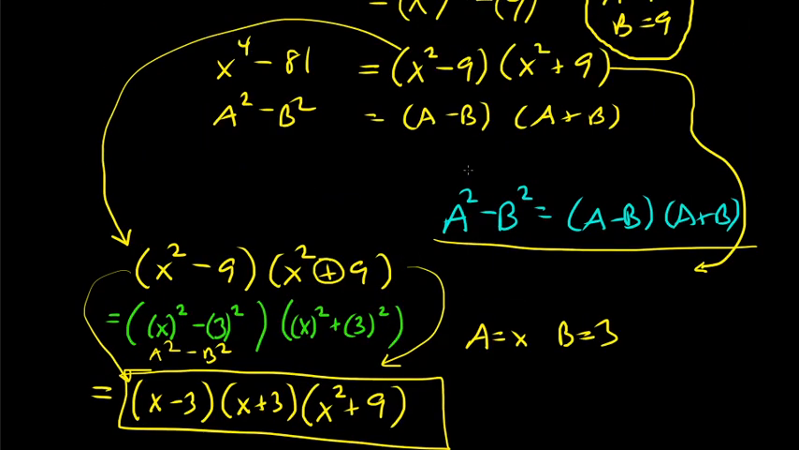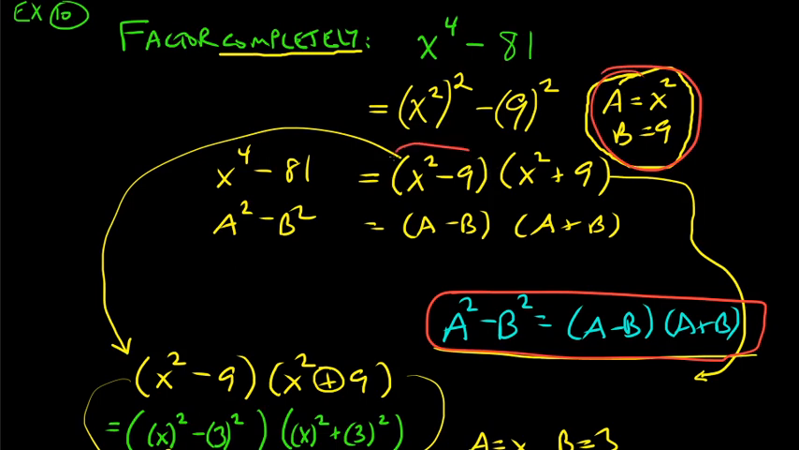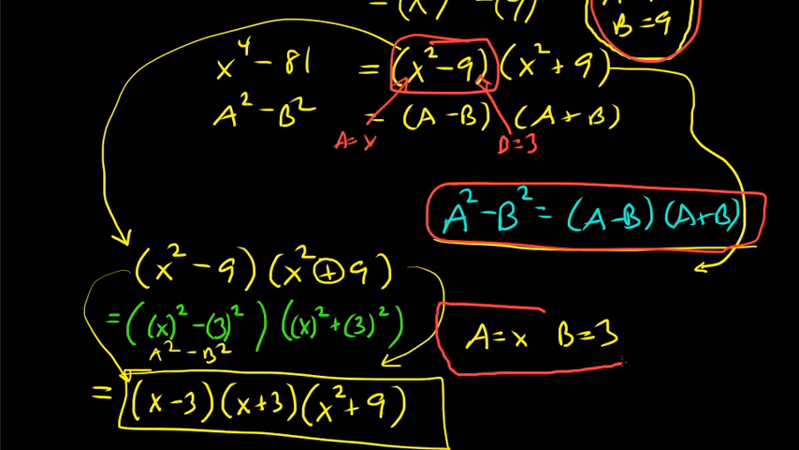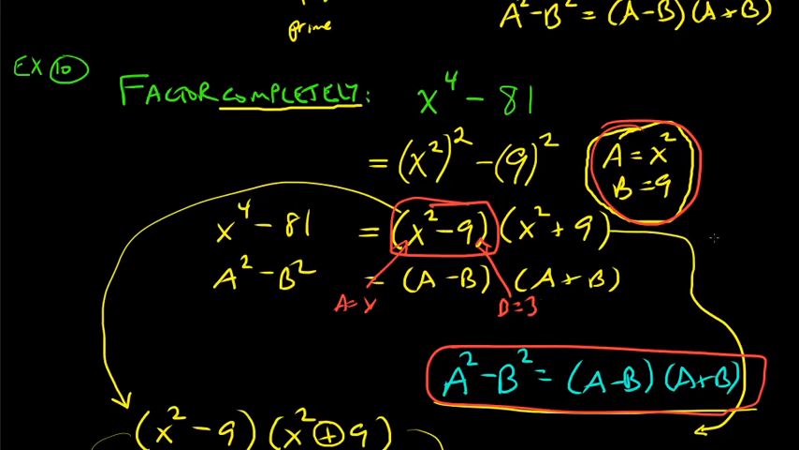Okay? So essentially, for this problem, we had to use this formula, the a squared minus b squared, twice. First, when a was x squared and b was 9, right? And then again, when a was x, right? And b was the square root of 9, b was 3. And we did that down here.